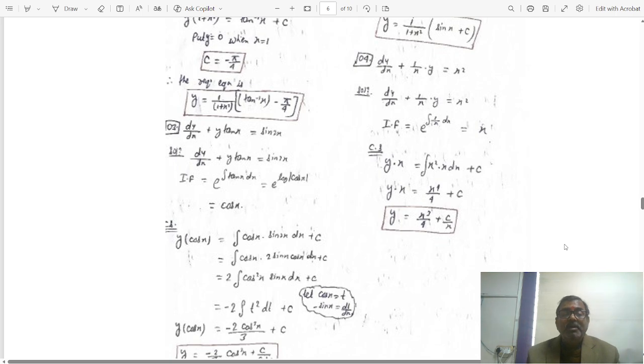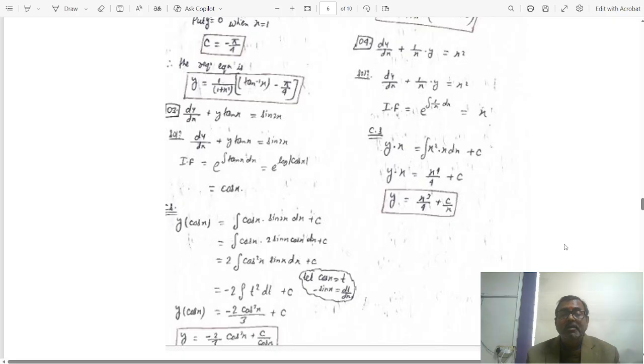y into cos x, the complete solution, equals the integral of cot x into sin 2x dx plus c. Cos x cot x into 2 sin x cos x, we can write this as the integral of cos square x sin x dx plus c. On substitution, we put cos x equal to t, so minus sin x dx equals dt. Putting these values in the integral, we get minus 2 integral t square dt plus c. After integration, minus 2 t cube upon 3.